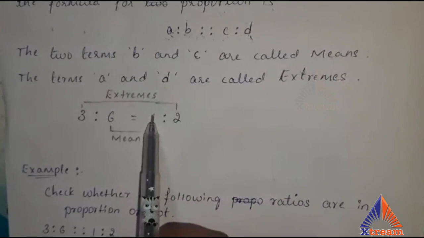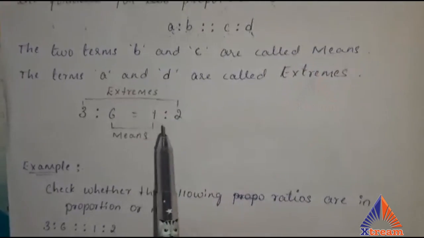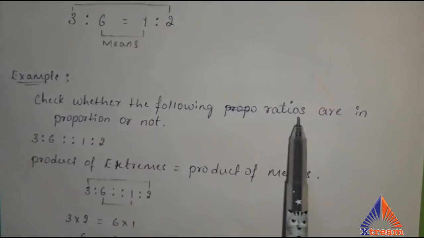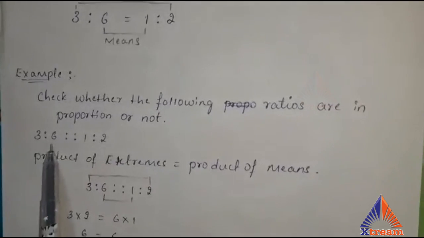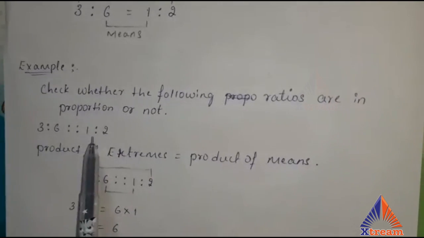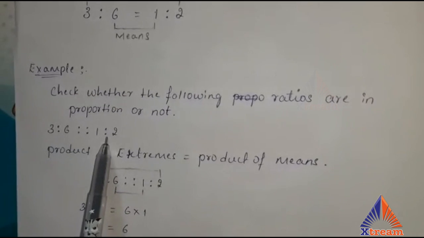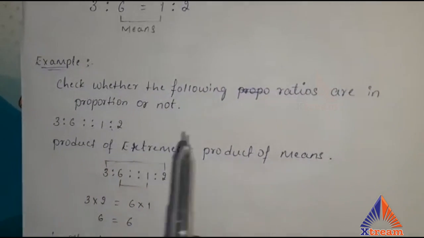So this states whether the following ratios are in proportion or not. Now let's take an example. Check whether the following ratios are in proportion or not. 3:6 is as 1:2. They have given two ratios and are asking us to check whether these are in proportion or not. Now let's use the formula.